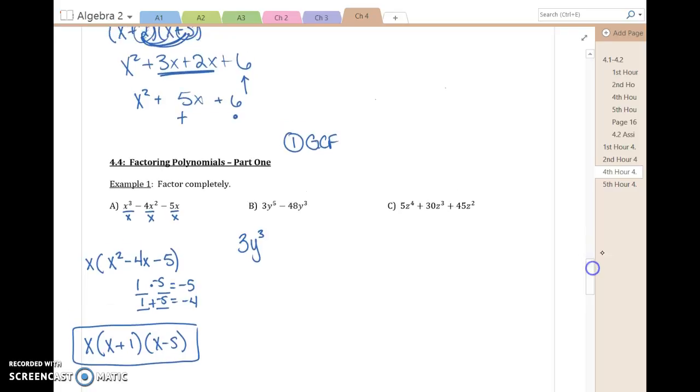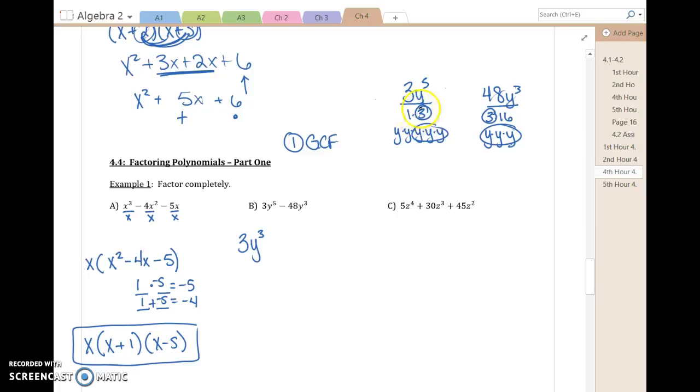Here's what I do with my Algebra B classes. We look at 3y to the fifth. 3 we can do 1 times 3, and y to the fifth means y multiplied together 5 times. 48y to the third. Because 3 is the biggest number underneath 3y to the fifth, I'm going to try 3, and I can do 3 times 16. And y to the third means y times y times y. So what do these things have in common? They have 3 in common, and they have 3 factors of y in common. So your greatest common factor is 3y to the third.